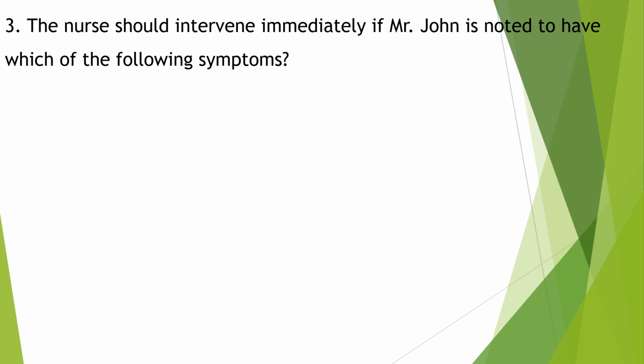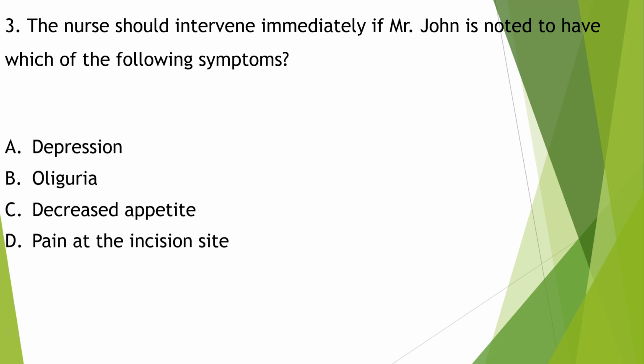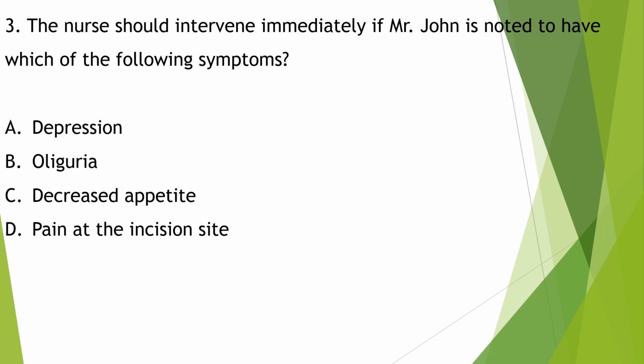The nurse should intervene immediately if Mr. John is noted to have which of the following symptoms? Depression, oliguria, decreased appetite, pain at the incision site. Vancomycin can cause nephrotoxicity, which is evidenced by decreased urine output and increased blood urea nitrogen and creatinine. Pain at the incision site is not expected as long as it does not increase significantly. Depression and decreased appetite should be evaluated as they may be signs of patient distress, but it is not a priority.